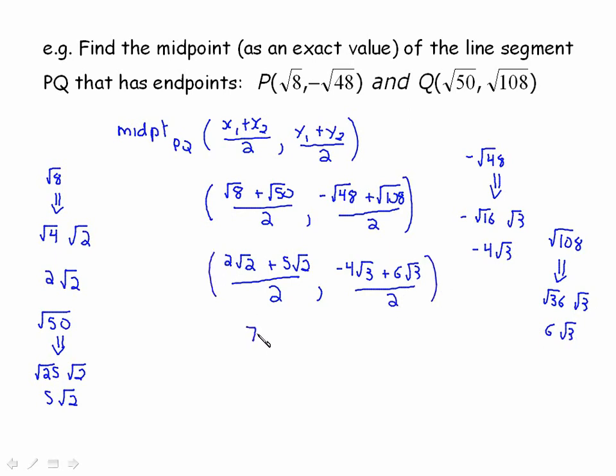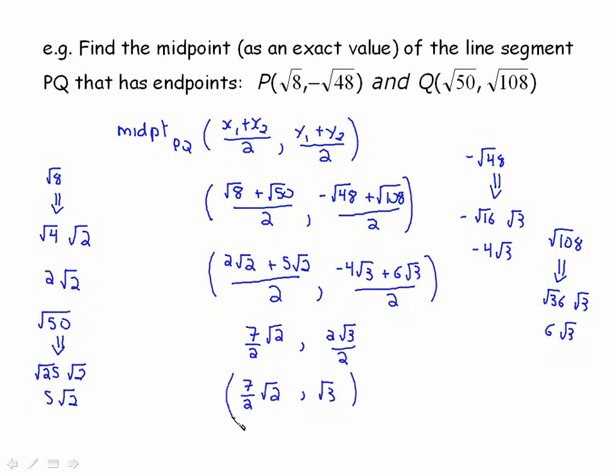Add them together now, we get 7 over 2 root 2. So that's 7 square root 2 over 2, and I'm keeping it in that form as an exact value. And then negative 4 plus 6 is 2 root 3 over 2. And then that will simplify by dividing out the factor of 2, giving you square root 3 for your y coordinate, and then 7 over 2 root 2.